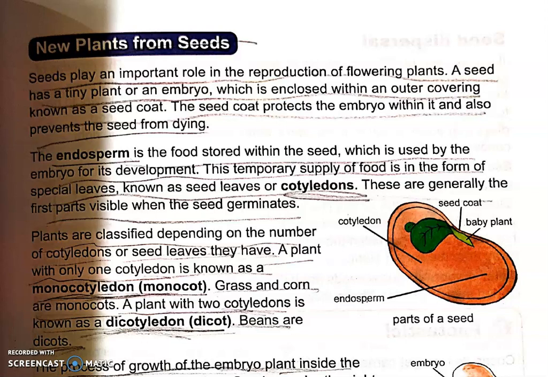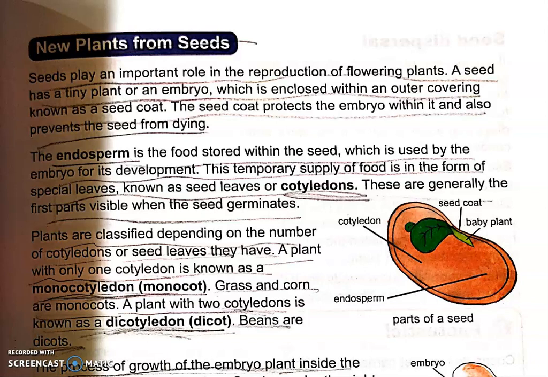So we were learning about how plants reproduce. Let's learn about how new plants come out of seeds. Seeds play a very important role in the reproduction of flowering plants. A seed has a tiny plant or an embryo.